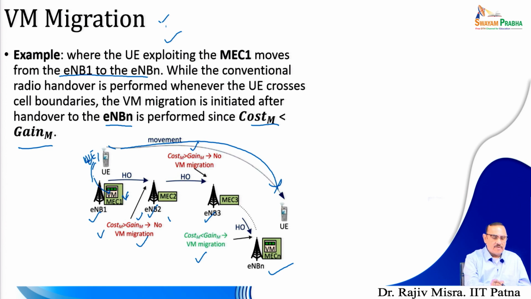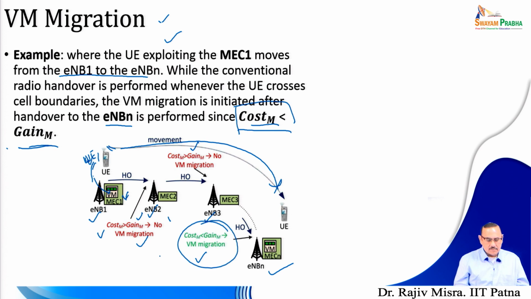So, this is a perfect example that shows that if the user equipment is moving, even with different handovers, it is not going to do a virtual machine migration. Virtual machine migration will happen only if the gain is more than the cost.